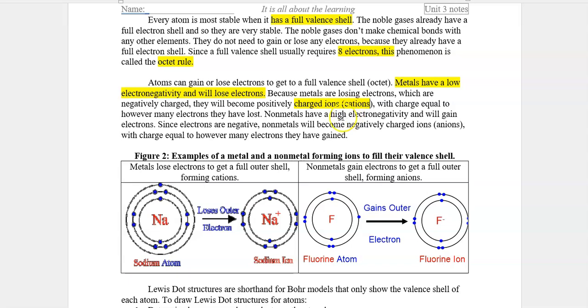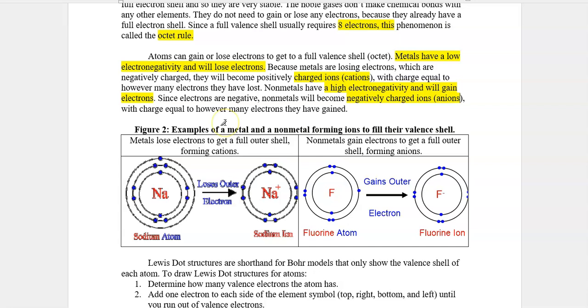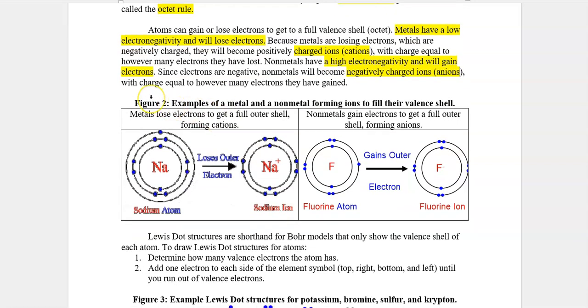Nonmetals have a high electronegativity and will gain electrons. Since electrons are negative, nonmetals will become negatively charged ions, called anions, with charge equal to however many electrons they have gained. Here's an example of a metal and nonmetal forming ions to fill their valence shell.